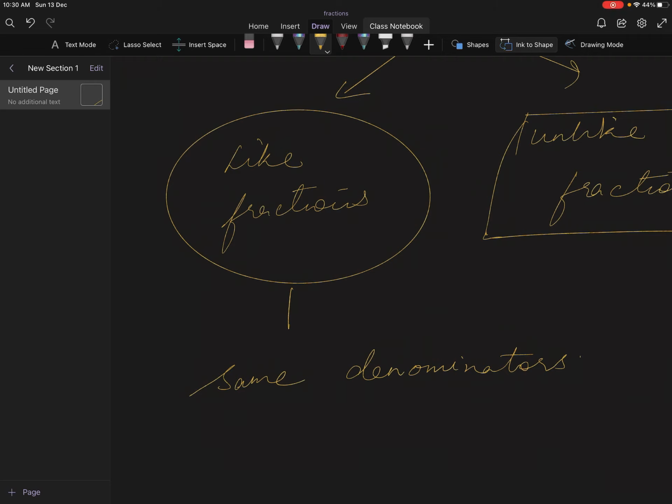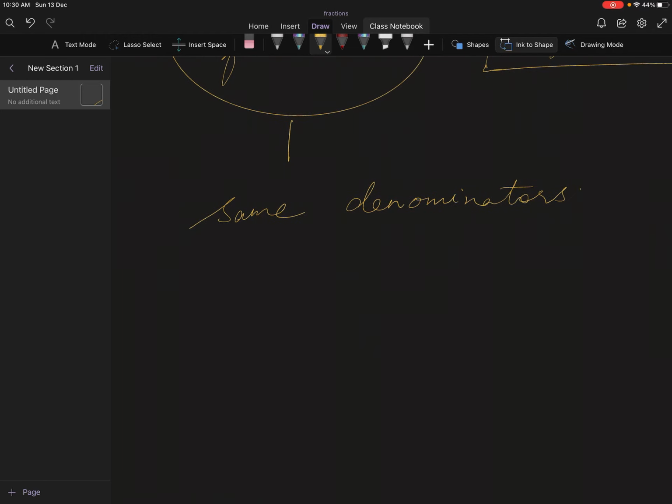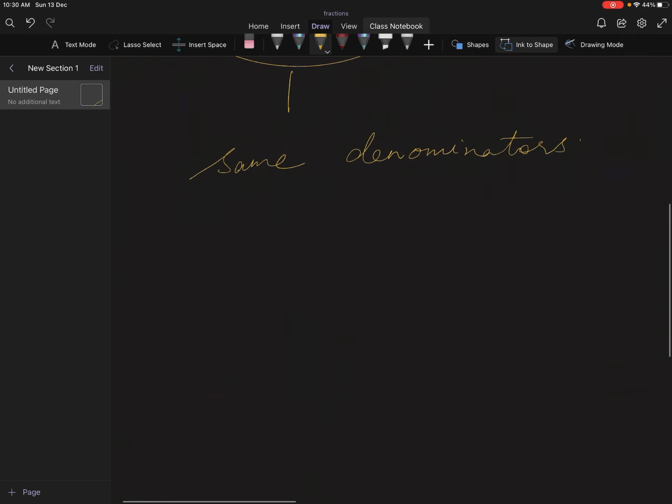One or two lectures ahead, we will be dealing with the unlike fractions, their additions and their subtractions. So like fractions, as you all have revised, are the fractions which have the same denominators, for example, 3 upon 7 and 12 upon 7, right?